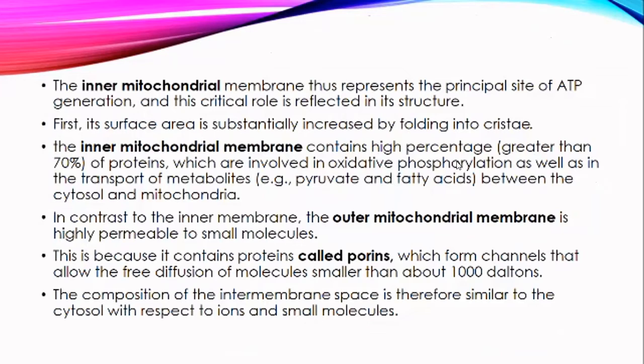So this is how oxidative metabolism works in the mitochondria. The inner mitochondrial membrane represents the principal site of ATP generation. You have to remember that the inner mitochondrial membrane is the principal site for ATP generation. The outer mitochondrial membrane is highly permeable to small molecules, but the inner mitochondrial membrane is less permeable compared to the outer. The pyruvate will pass through pores called porins, which are made up of protein.